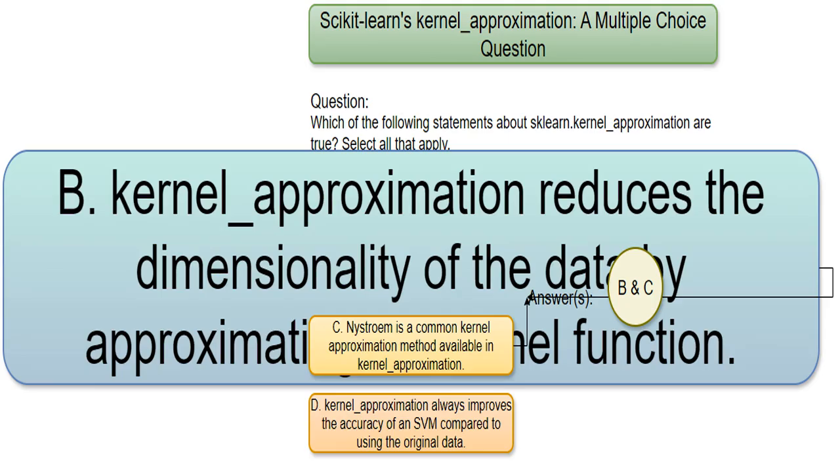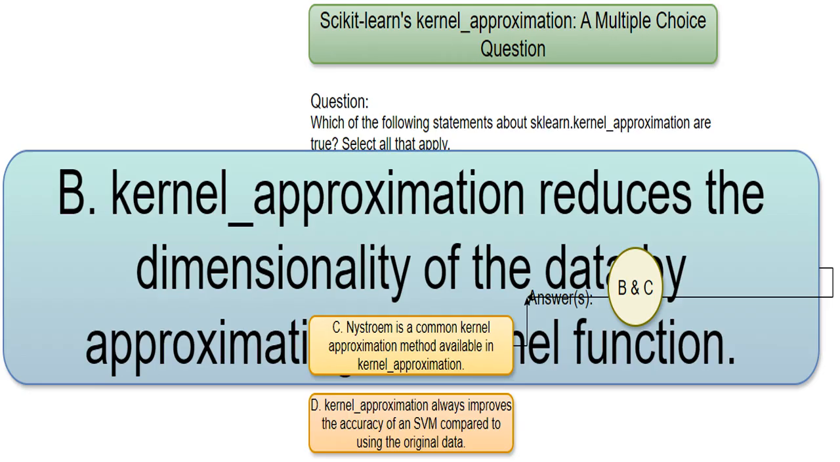This question asks you to identify true statements about the scikit-learn's kernel_approximation module, a tool used to speed up support vector machines, SVMs. Let's tackle each statement one by one. Get ready. This statement is correct.